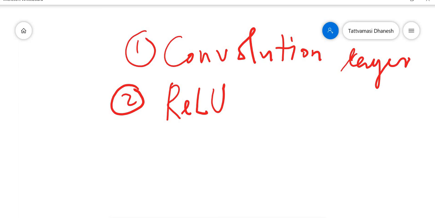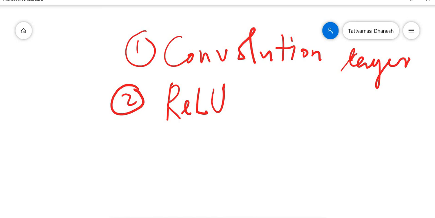Different types of activation functions are there: sigmoid, hyperbolic tan, ReLU. All these are activation functions. In a convolutional neural network, we use ReLU as the activation function. When I explained the neural network architecture, we explained using the sigmoid activation function. So that is the second layer.